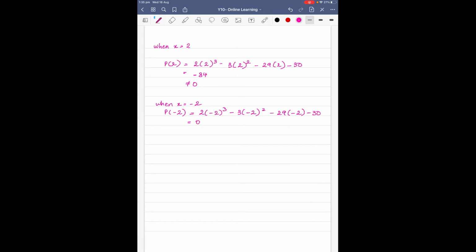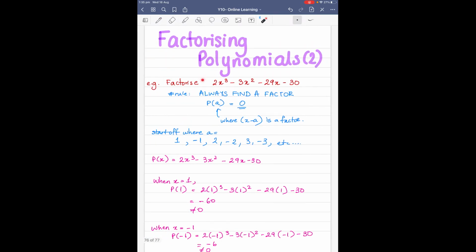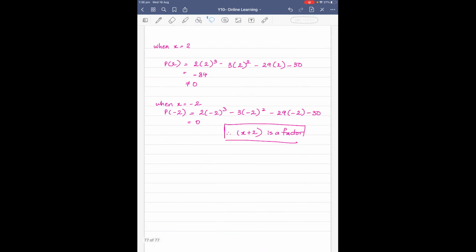It is 0. So therefore, we know x plus 2, because if you sub minus 2 into here, it will give you 0. x plus 2 is a factor. So we know this is a factor of this polynomial here. I'm just going to highlight this and pop it over here for you guys to see. Cool? Now, the next goal is to find out the other factors.